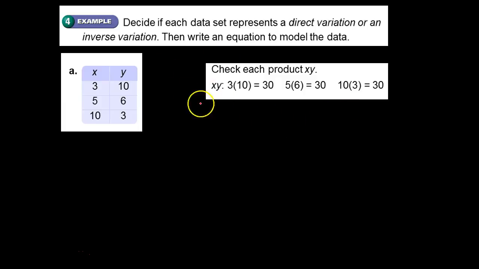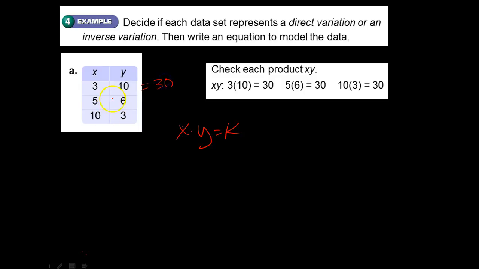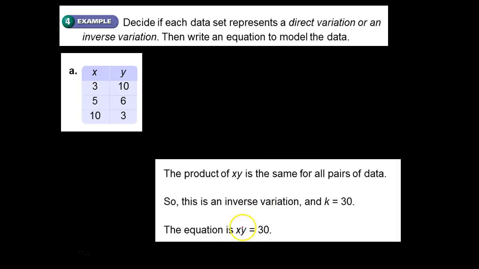So let's check it. We know x times y equals my k, so let's find my k. 3 times 10 equals 30. 5 times 6 equals 30. 10 times 3 equals 30. So what's my k value? Well, we found k. K is 30. So as you can see, k is 30 the whole entire time. So k is constant, and it's an inverse variation, and k is 30.